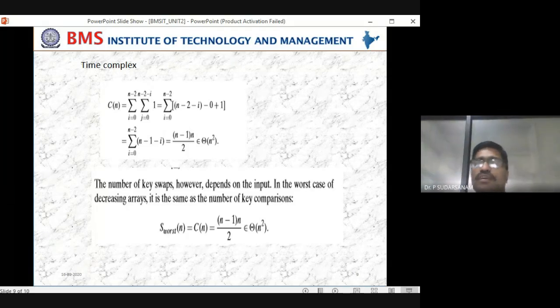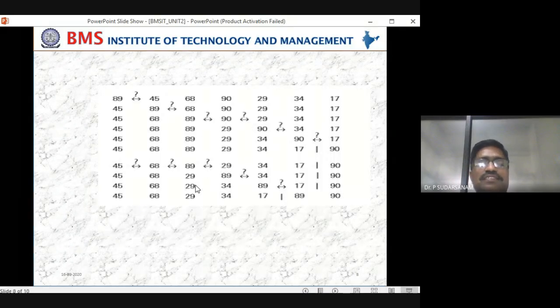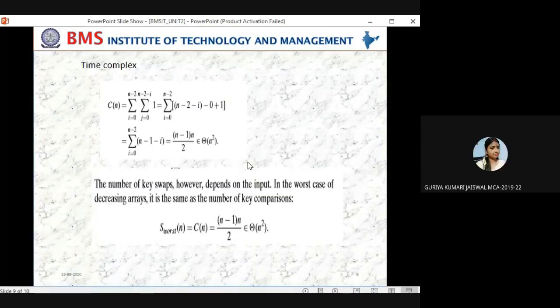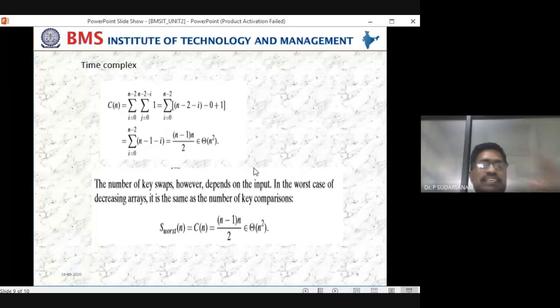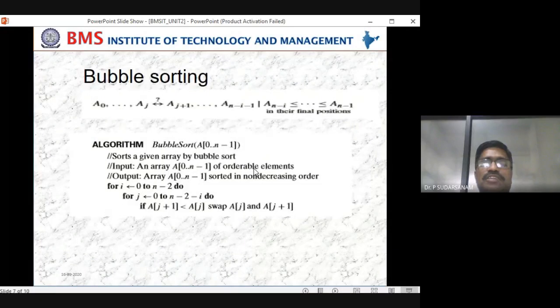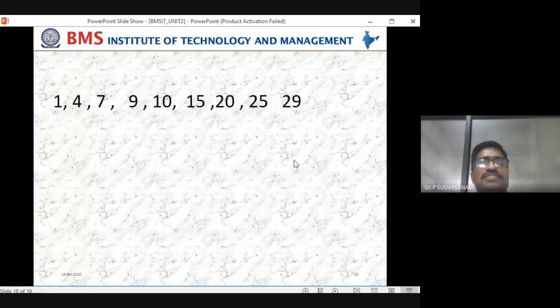Pavitra, what is the time complexity for selection sort? Theta n square, sir. So in the examination, if somebody asks, you should not forget this. Okay, Guriya, what is the time complexity for bubble sort? Theta n square. No doubt, no? No, sir. Okay.